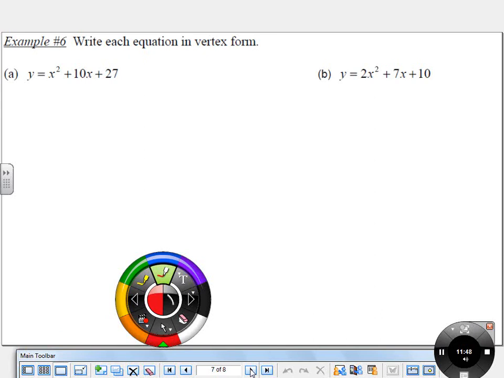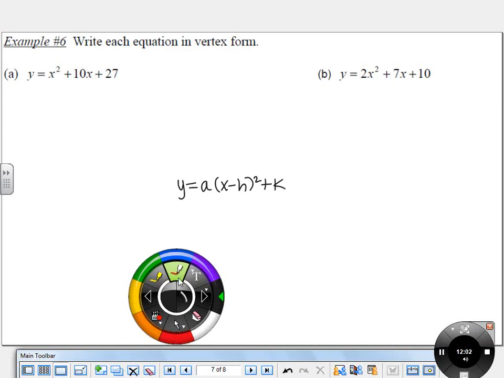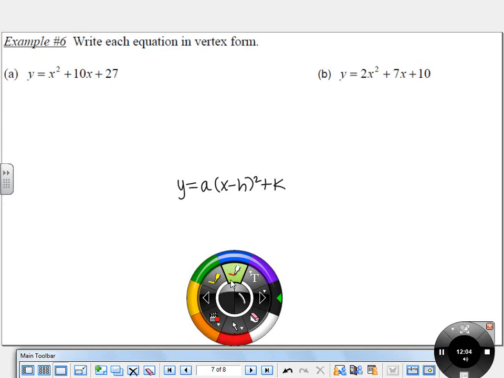Okay, the next thing we're going to talk about is writing each equation in vertex form. So first of all, I just want to remind you guys that vertex form for our quadratics looks like a times x minus h squared plus k. So we want to make the equation look like that, even though, as you can see, these equations are in standard form. So for this first equation, y equals x squared plus 10x plus 27.